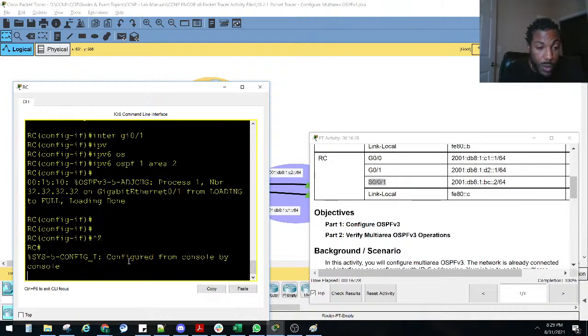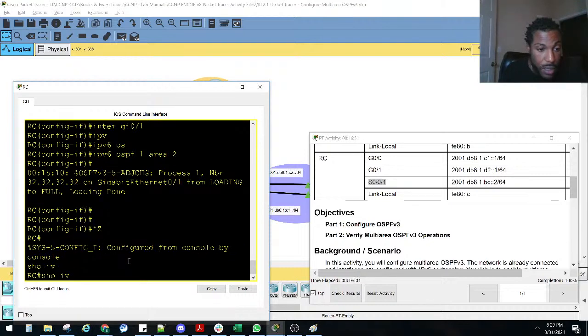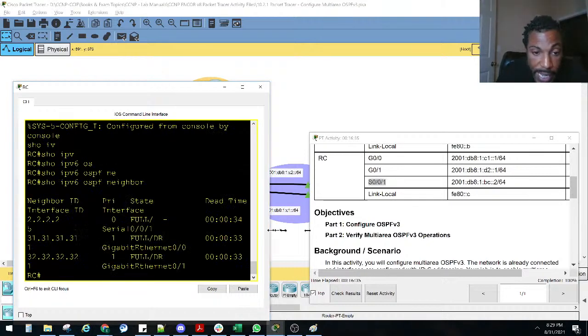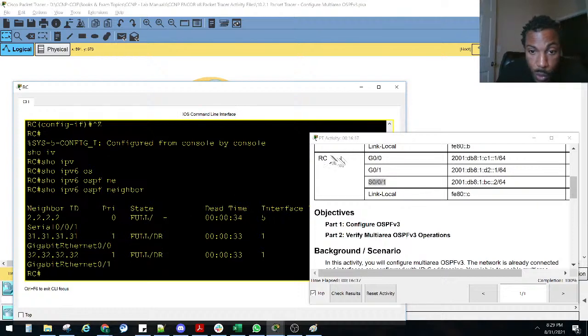We can verify our work with what? show ipv6 ospf neighbor. And we can see this guy got 3 neighbors. Who are they? Let me move this out of the way now.